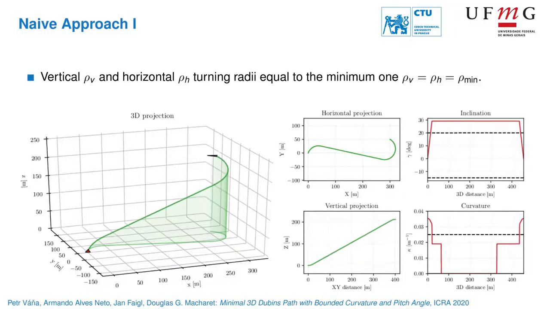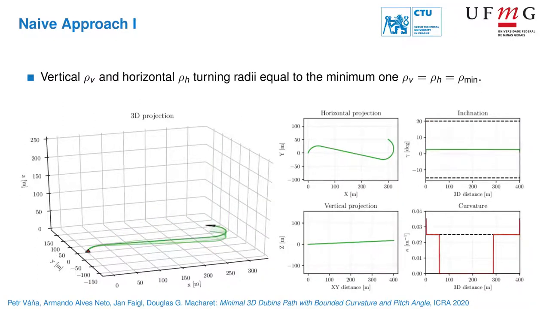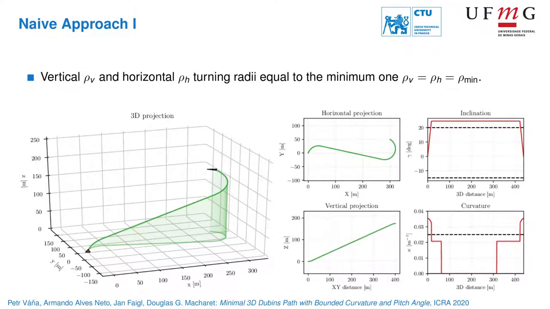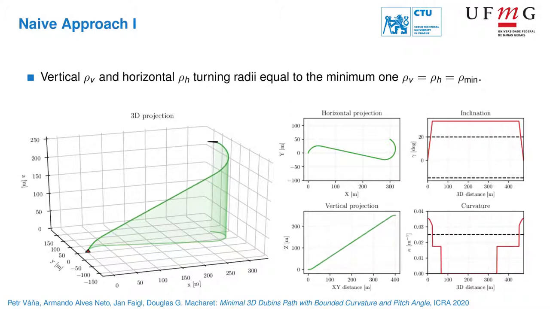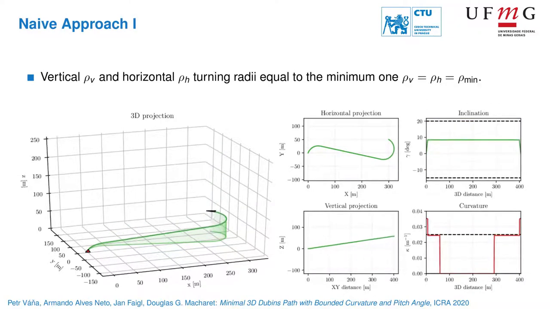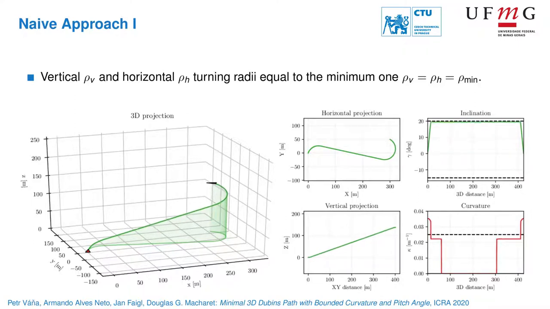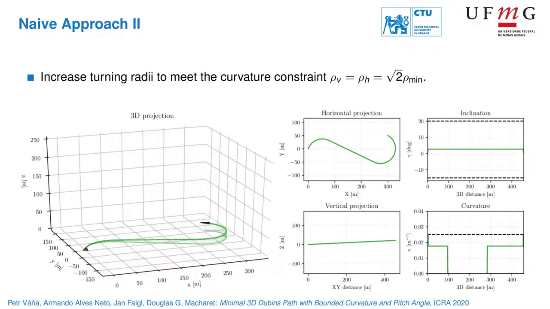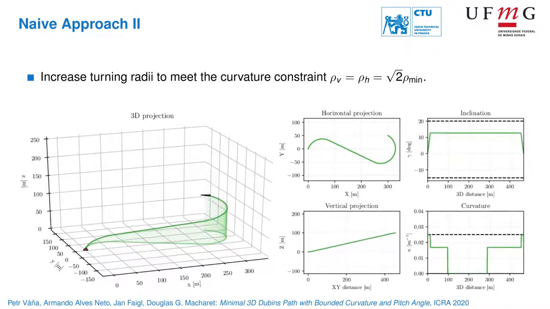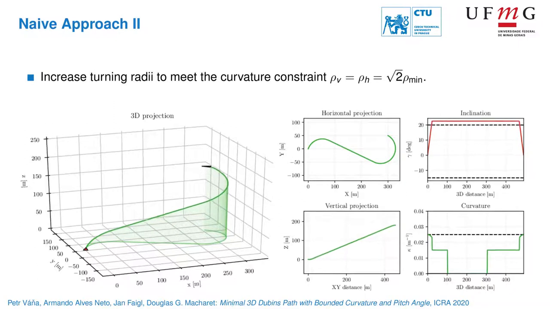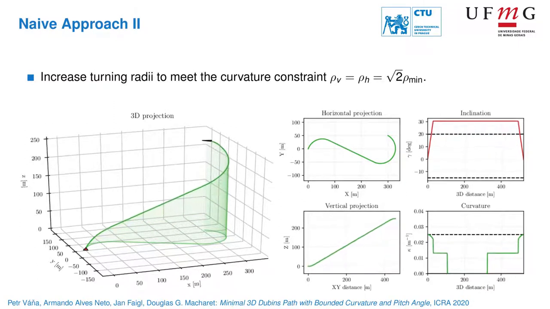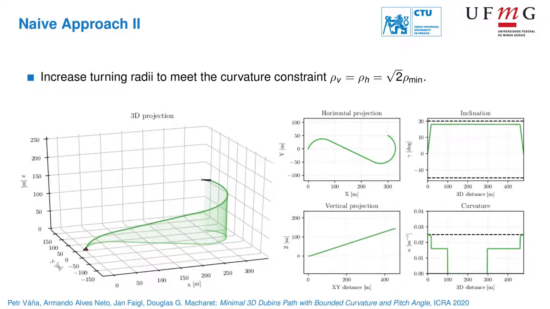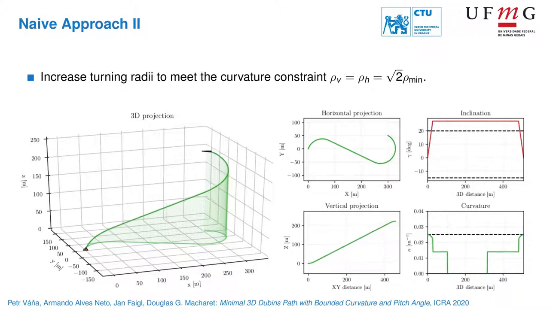When the altitude difference is zero, the proposed approach has the same result as the Dubins path in 2D. Once the altitude difference is increased, both horizontal and vertical turns are applied at the same time, and the curvature of the final path goes over the limit. Notice that the pitch angle constraint is not satisfied for large altitude differences using this naive approach. One possible solution to the curvature problem is to increase both turning radii by the square root of 2. Although this solves the issue with the curvature, it also leads to an unnecessary prolongation of the path.